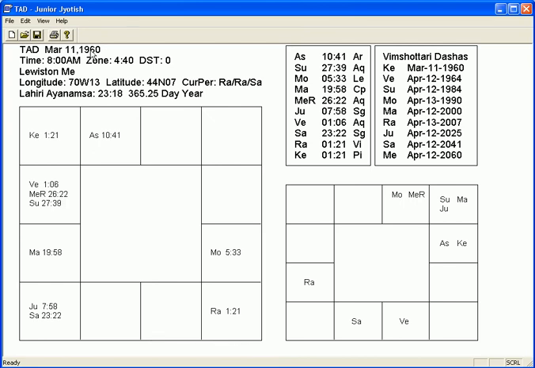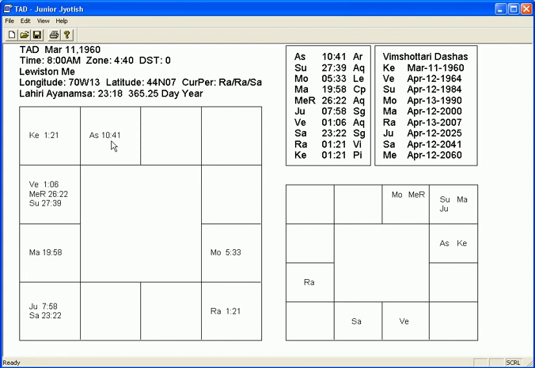Now let's take a look at a couple of other things about her chart. She is 47 years old, and during this period of time, between the ages of 42 and 48 actually, is when the planet Rahu is pretty much pushing the person into finding out what their evolutionary potential is.